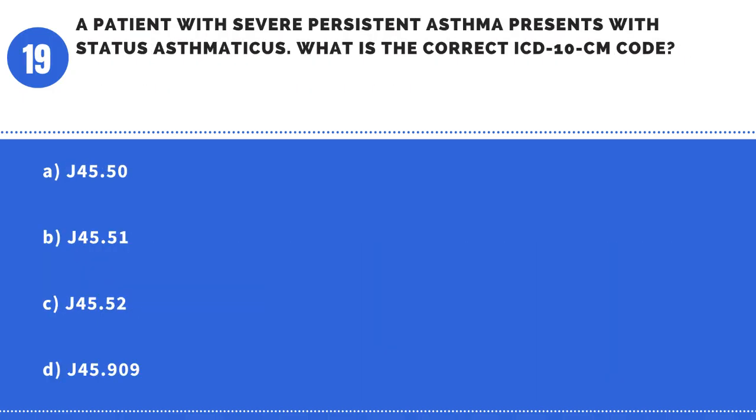Question 19. A patient with severe persistent asthma presents with status asthmaticus. What is the correct ICD-10-CM code? A. J45.50. B. J45.51. C. J45.52. D. J45.909.